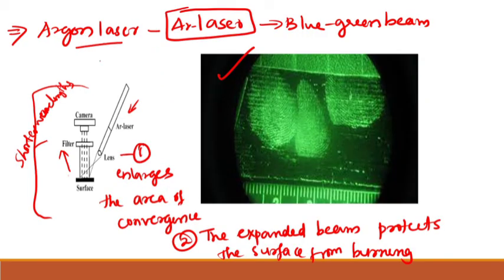Mainly, we use an argon laser for the detection of fingerprints. The argon laser emits a blue-green beam, and this passes through a lens. This lens provides two features: it enlarges the area of convergence, so we get the whole fingerprint, and the expanded beam protects the surface from burning. After it reaches the surface, a filter removes the short wavelengths and allows only the longer wavelengths to pass through, which helps protect the observer's eye from the radiation. And we can connect a camera and take the imprint of the laser fingerprints.